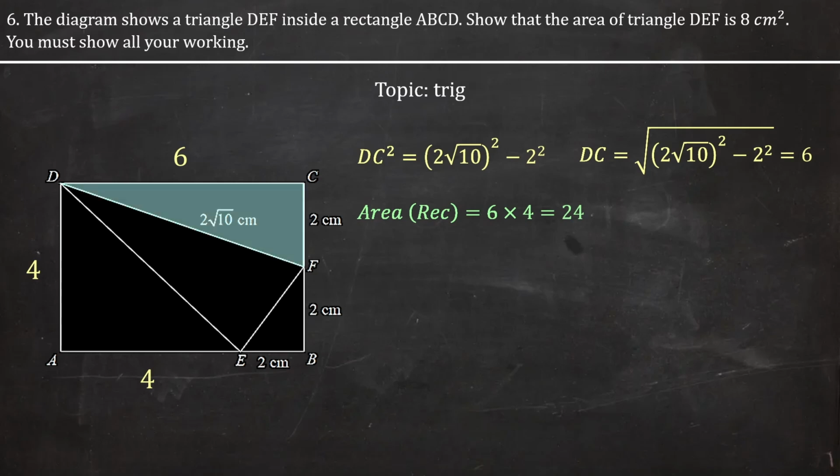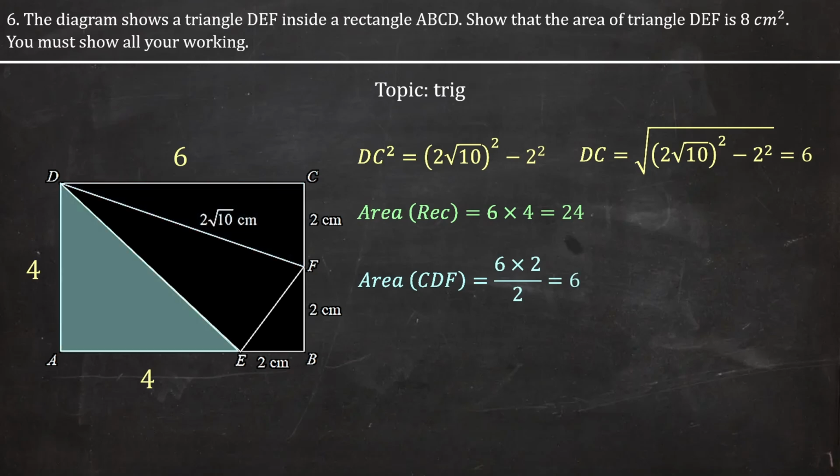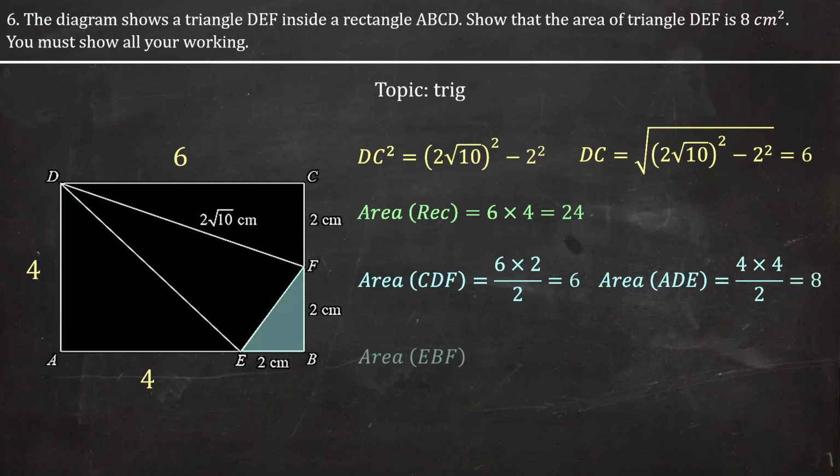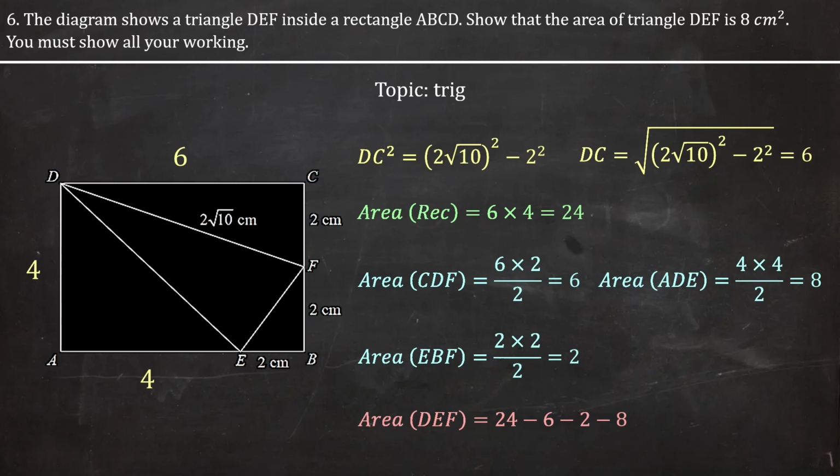Then for the small triangles, the first one, DCF, the area is going to be base times height divided by 2, obviously. So 6 times 2 divided by 2, which is 6. Then DAE is going to be 4 times 4 divided by 2, which is 8. And finally, EFB is going to be 2 times 2 divided by 2, which is 2. So the area of the triangle in the middle is going to be the rectangle minus the 3 triangles, 6, 2, and 8, which will give you 8 centimeters squared.